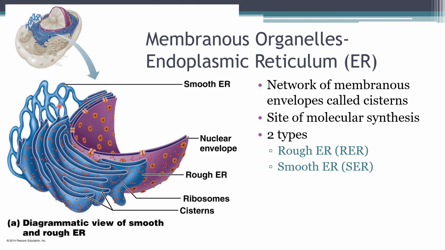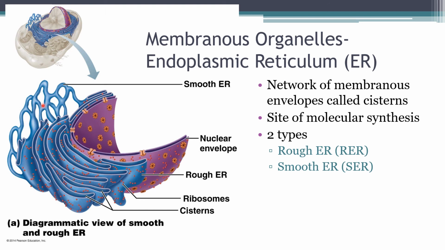Now, because they don't have these ribosomes, that means the smooth ER isn't going to make protein. You guys will learn later, when we do the non-membranous organelles, that ribosomes produce proteins. That's one of the things they do. So that's why rough ER produces proteins, but smooth ER doesn't, because it doesn't have any ribosomes. That means no protein production is going on here.